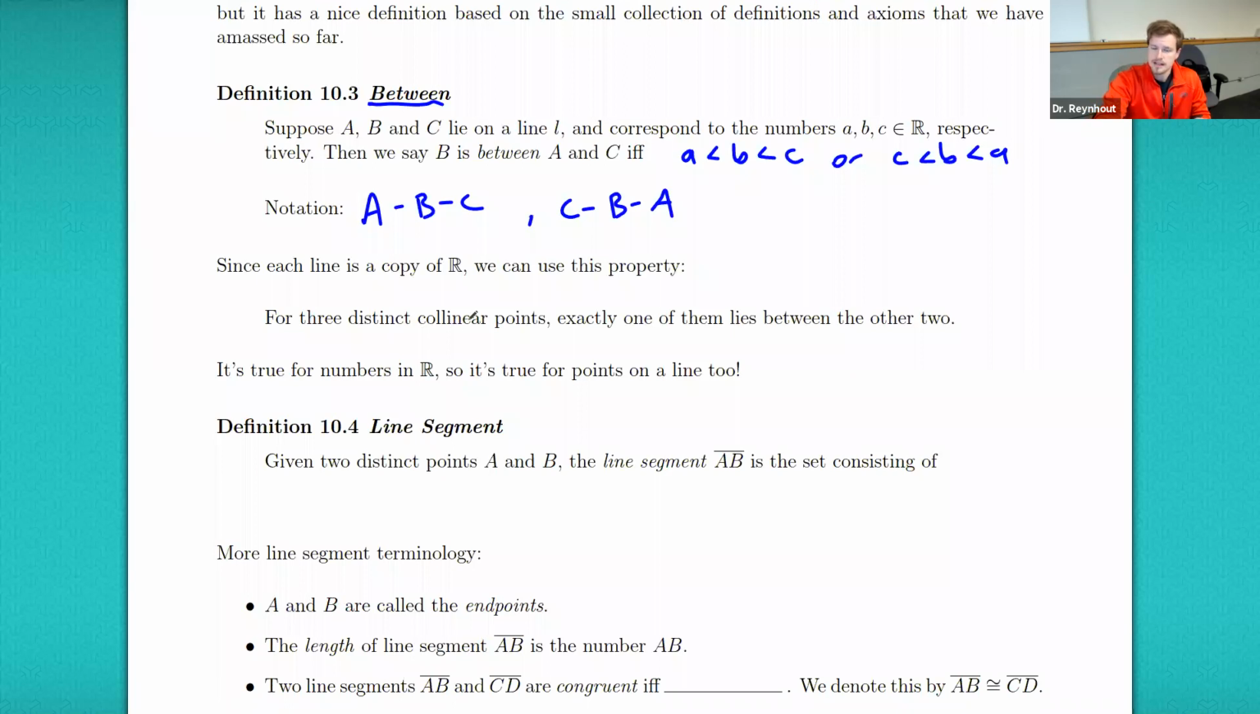So each line is a copy of the real number line, which gives us that for 3 distinct collinear points, exactly one of them lies between the other two. And we know that it's true simply because it's true for the real line, right? If I have 3 numbers, 7, 6, 42, exactly one of them lies between the other two. 7 lies between 6 and 42. And that's always going to be the case, right? Anytime we have 3 numbers. So since it's true for the real number line, it's going to be true on a line.